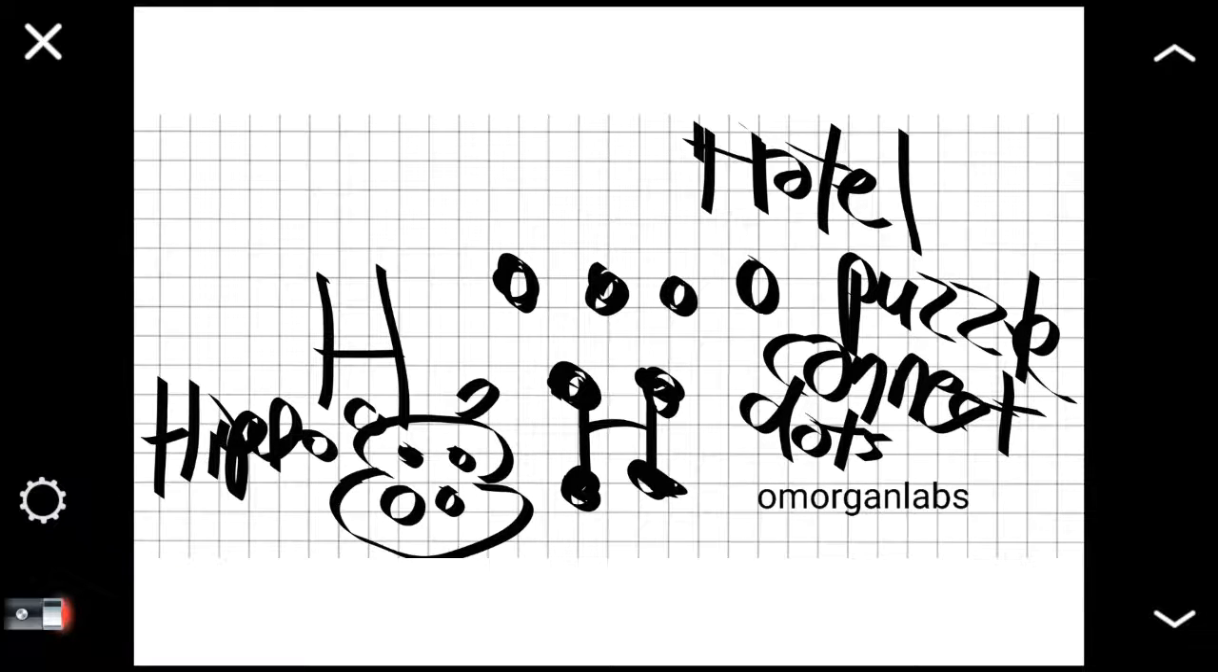H for hotel or hippo. You can either visualize a hippo with the eyes and the nose, or you can think of the letter H and hotel crossword puzzle, or connect the dots, or both. If you have two ways of remembering something, the chances go down that you'll forget it, right? So either way, dot, dot, dot, dot, or di di di di.